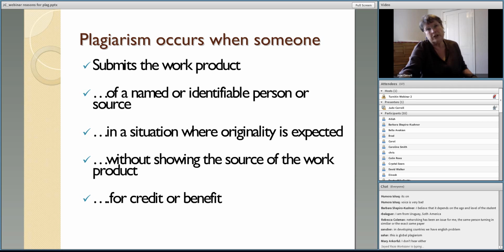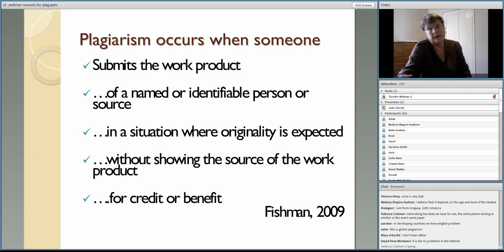So the definition says it's not plagiarism if you do it in draft, or if you do it in notes, or if you do it along the way. It's only when you hand it in and say, give me some credit, give me some benefit, that it becomes plagiarism. If you don't show the source, if it's supposed to be original, if it comes from a named person. So here we are, definition. And then I do this.